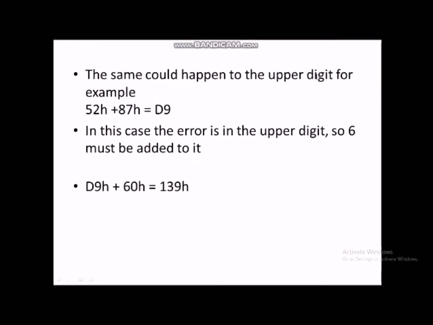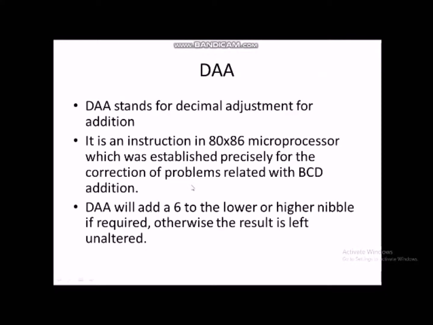The same could happen to the upper digit of the BCD addition. So, for example, adding 5 to 87H, we get D9 in hexadecimal. Again, we have an error, but this time the error occurred in the higher nibble. So in this case, the programmer has to add 6 to the higher nibble. So adding 6 to the higher nibble, as you can see here, we add 60 hex to D9 hex. So adding this, we get 139 hexadecimal.